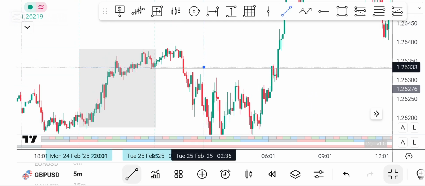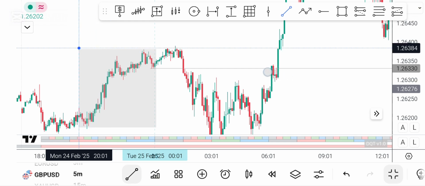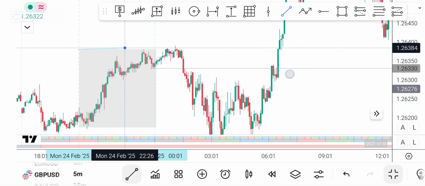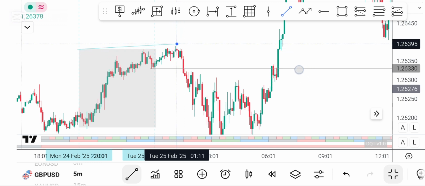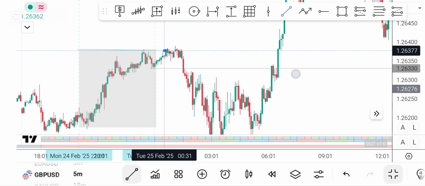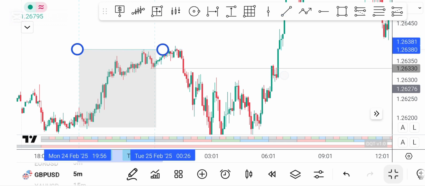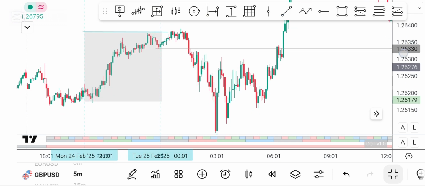If you pay attention, liquidity was taken right over here. Okay, buy side liquidity was purged right over here. You see, with these small highs here, it is very significant in smart money concept. So this could be a trade actually for the morning session.